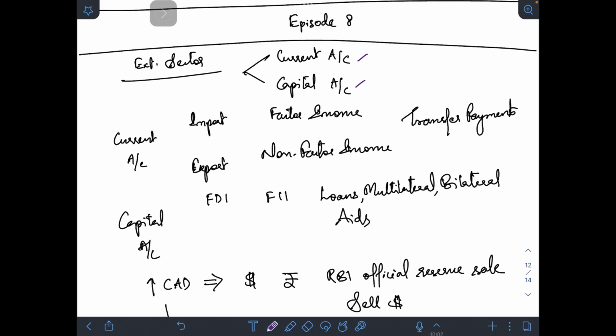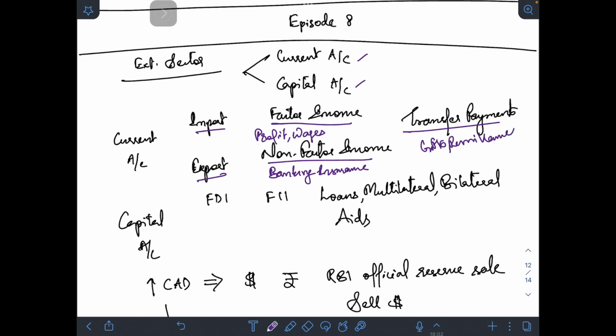So you have those activities which are ongoing or recurring, for example, import, export, factor income earned from abroad and non-factor income. Factor income earned from abroad includes profit and wages. Non-factor income would include banking, insurance, shipping, tourism, etc. And then you have transfer payments, which means gifts, remittances, and grants. Clear, people?